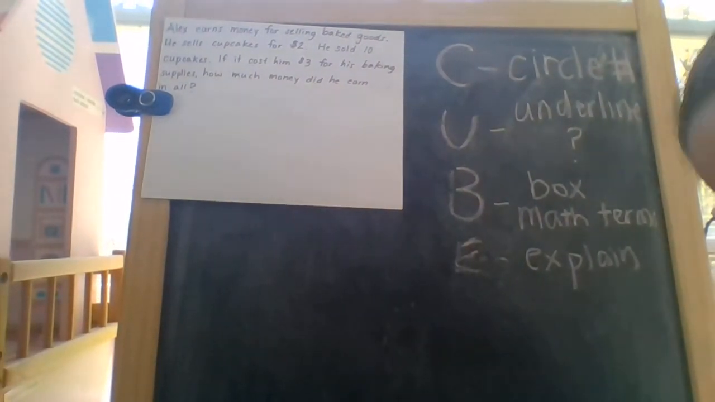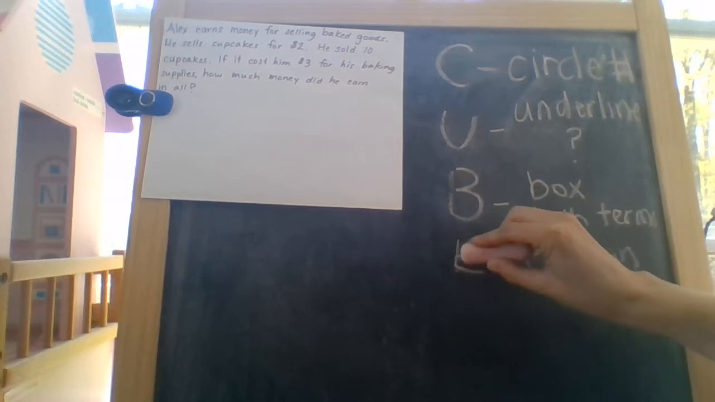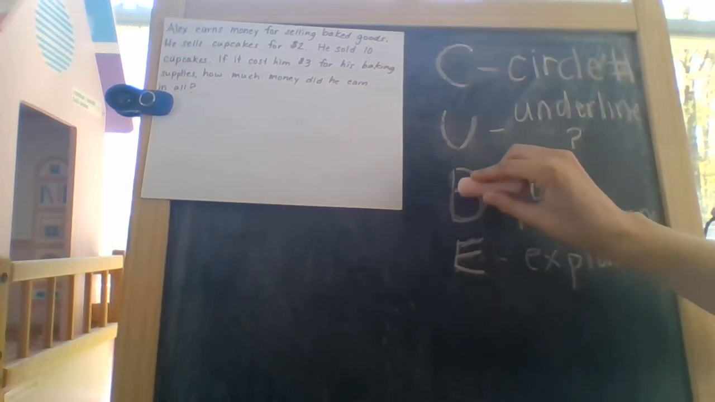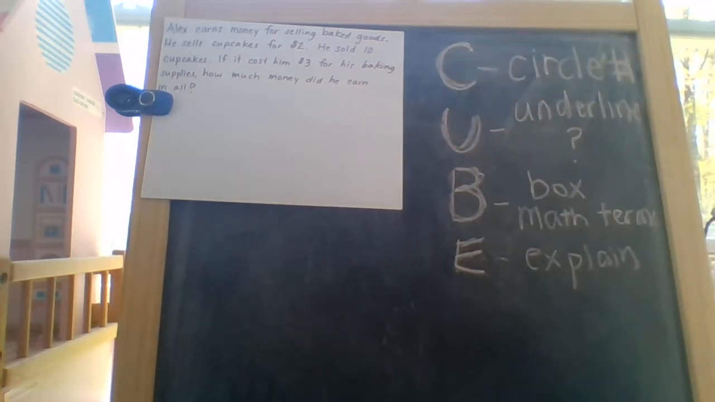Welcome to another episode of Quarantine Math. In this episode, we will continue to use the cube method, where we look at how to solve multiple step word problems. Cube stands for circle the numbers, underline the question, box the math term, and then explain what you're going to do. Now, we've already looked at this with some addition and subtraction.